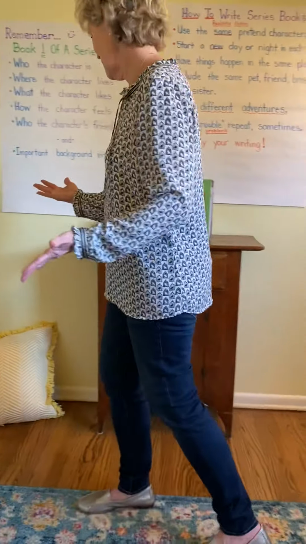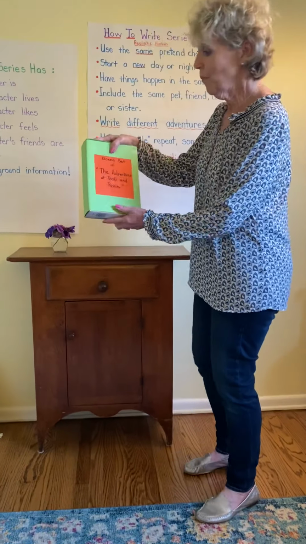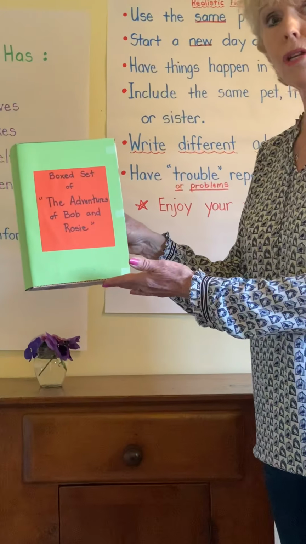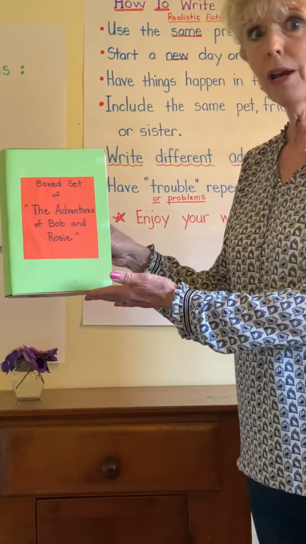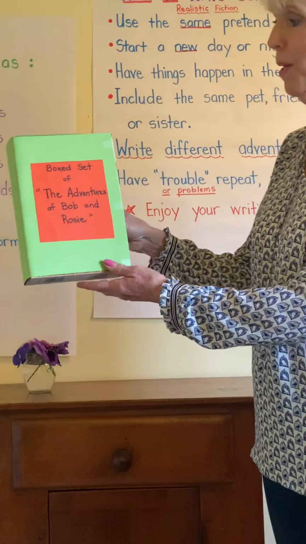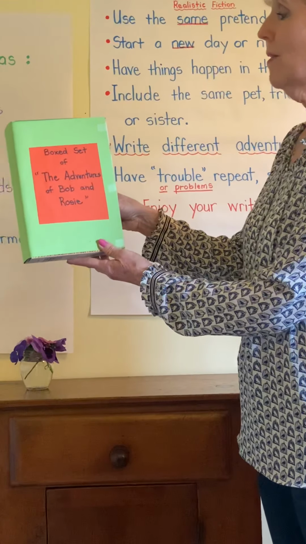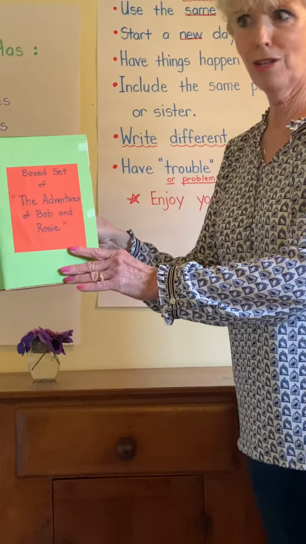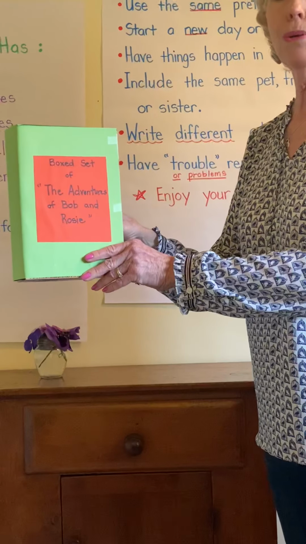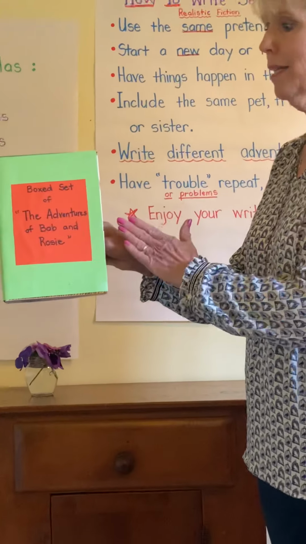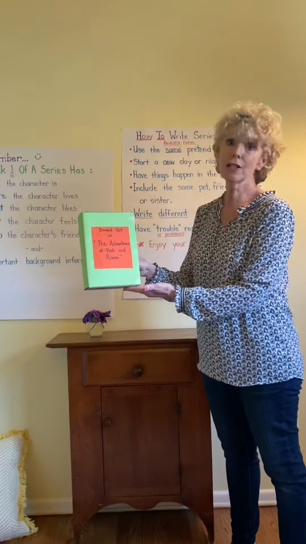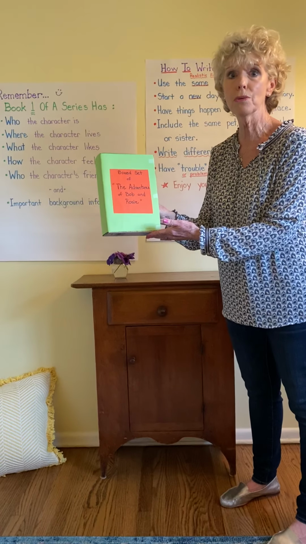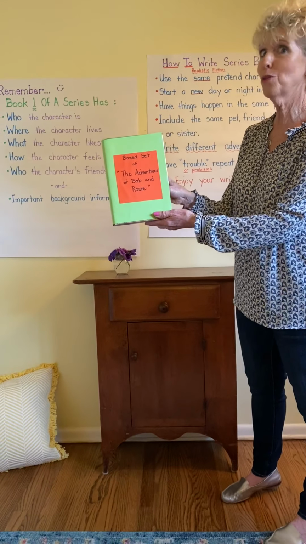Now, lastly, this is a fun thing to do. Make yourself a book box. Now, you've seen how series of stories by the same author come in a box set. Sometimes you can buy them. I made a little box set here. I put The Adventures of Bob and Rosie. Every time you go to write a new story, you can add it into your book box. A cereal box works the best because it's the size of most of the paper you use. But this is a Triscuit box. You can use anything you want.